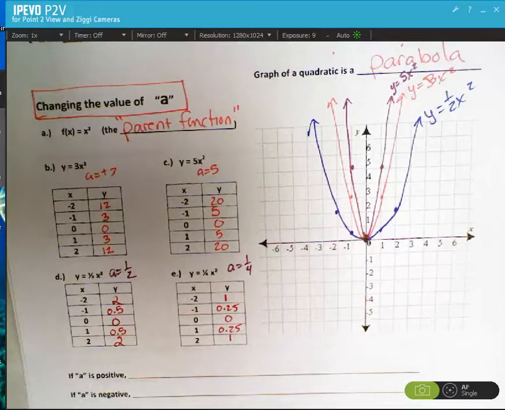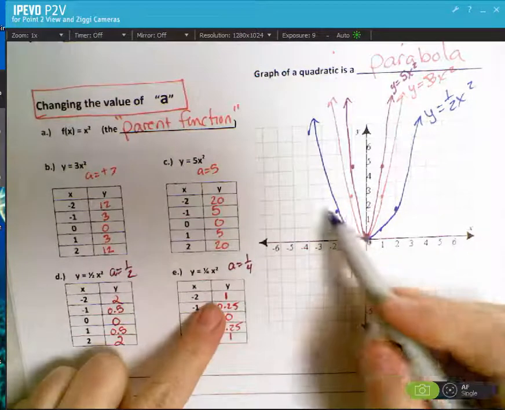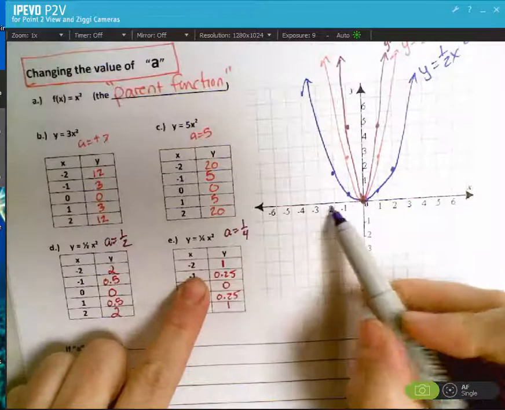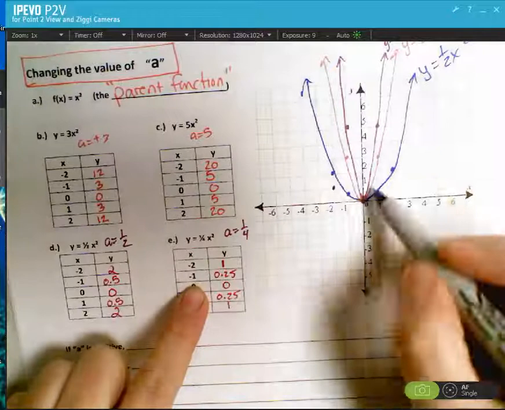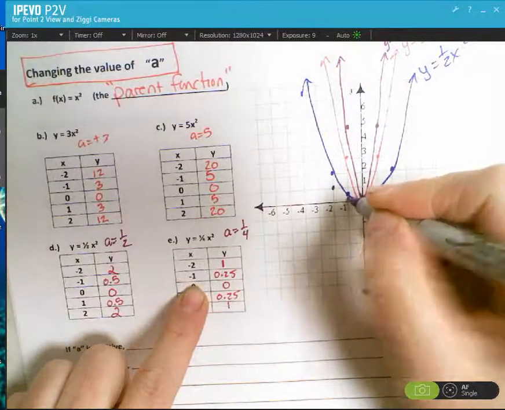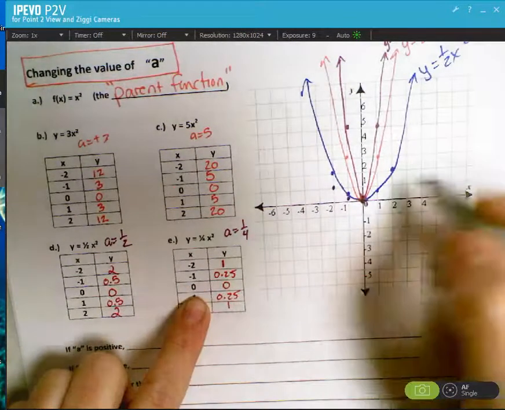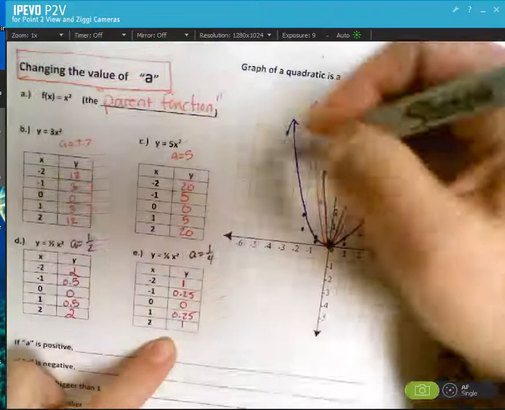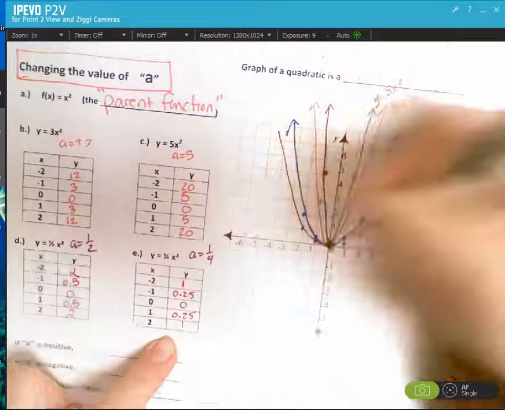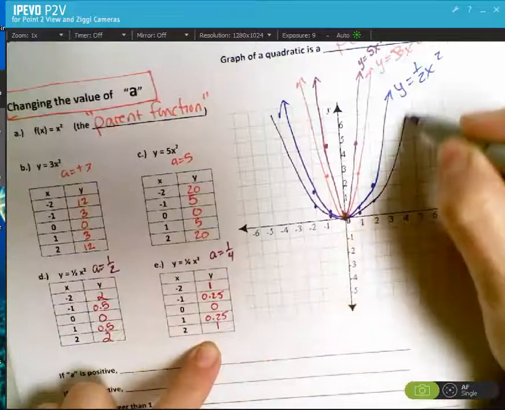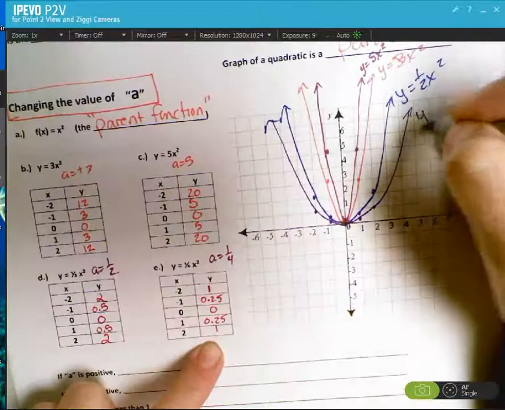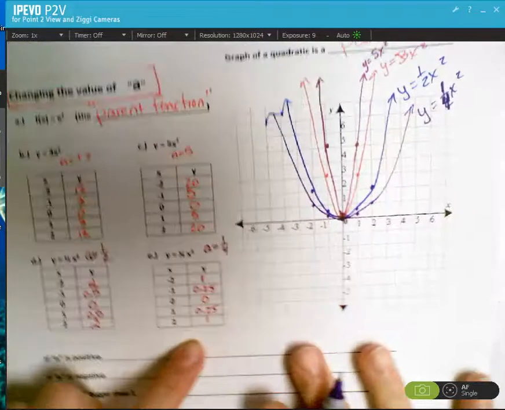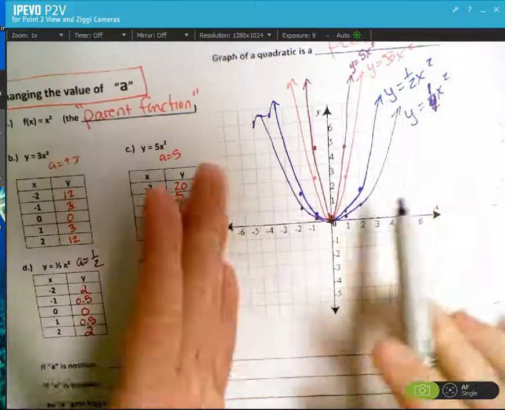So our 1/4 x squared should be even wider than our 1/2 x squared. So -2 and 1. -1 and 1/4. 0, 0. Then we know we're symmetric, so 1 and 1/4, and 2 and 1. So as we predicted, this one is going to be even wider than the other. Oops, that's 1/4 x squared. So as the number gets smaller, my graph gets wider and wider.